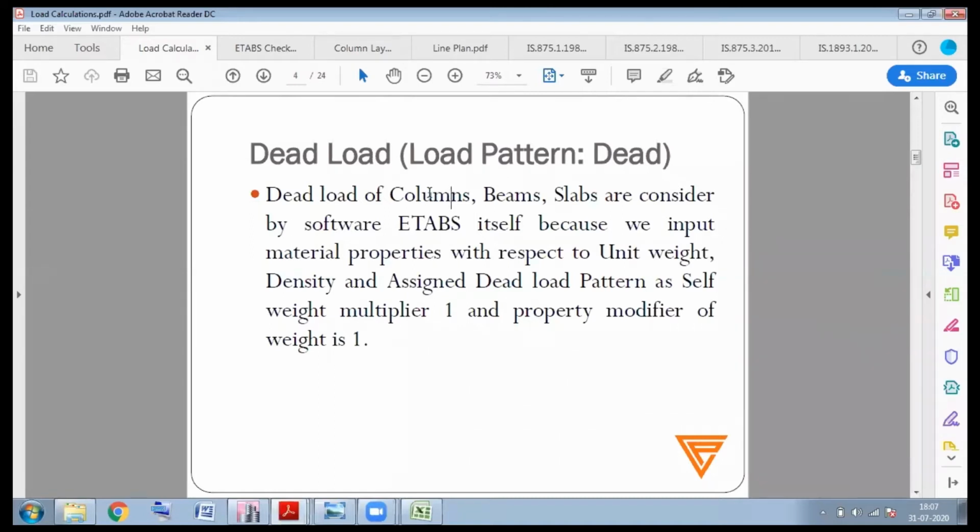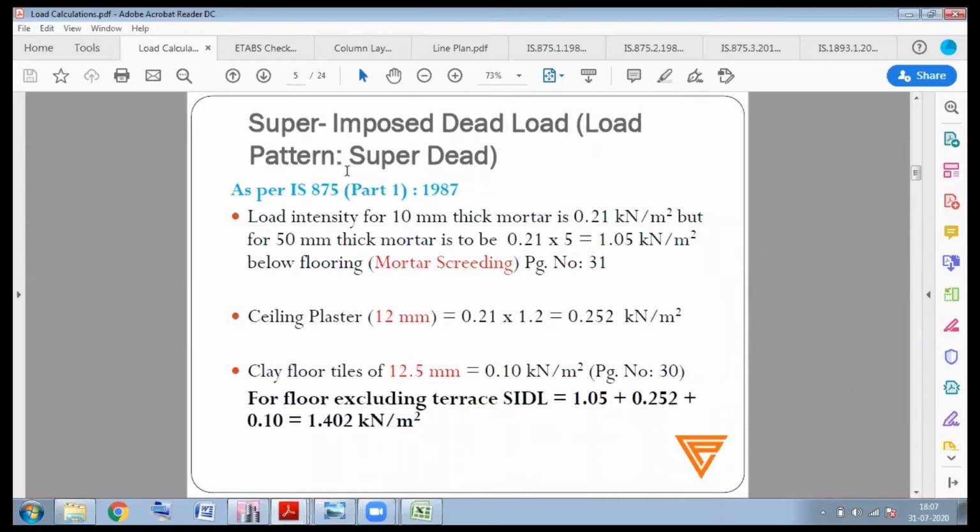We want to calculate the dead load, like the flooring and the plastering load, which is above the beam and above the column. That only we want to calculate. So here we don't want to focus upon the dead load, that is the load pattern. The load pattern is given as input for ETABS. So next one is superimposed dead load. This is the one we are going to calculate for the slab and beam and all.